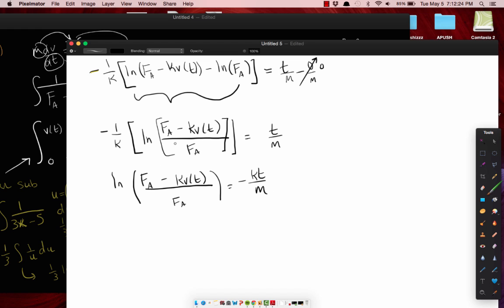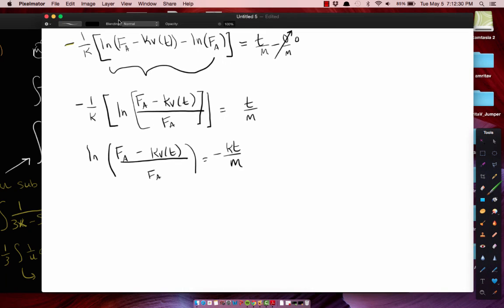Now what we're going to do is raise both sides to the e power, because we need to solve for v of t, but we still have this pesky ln. So raising e to the ln just gets rid of everything. This becomes (f_a minus k v(t)) all over f_a is equal to e to the negative kt over m.